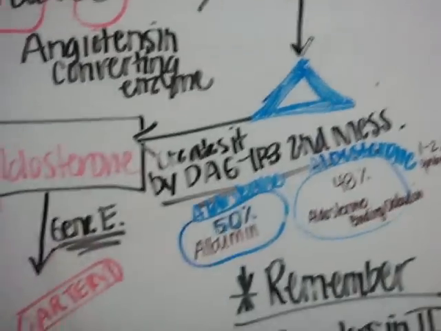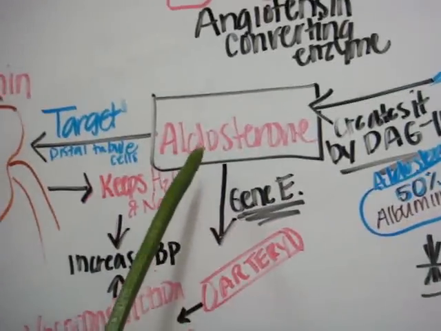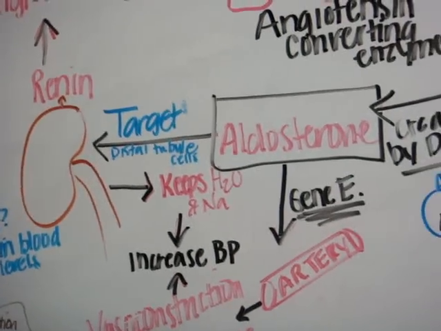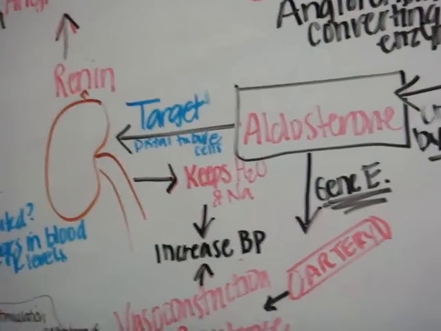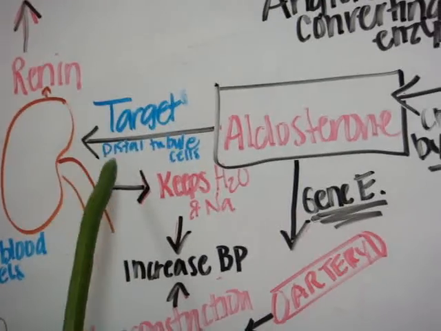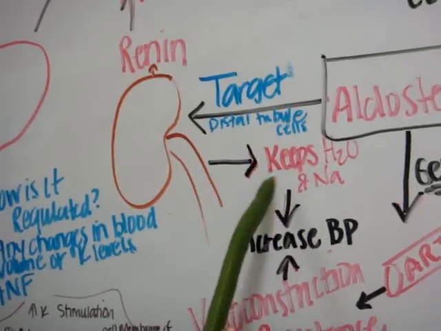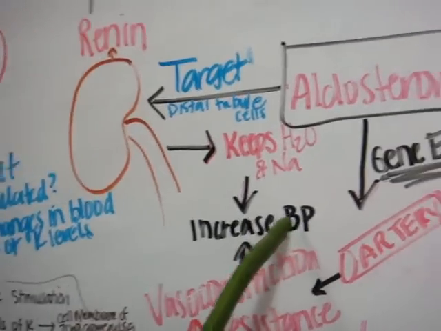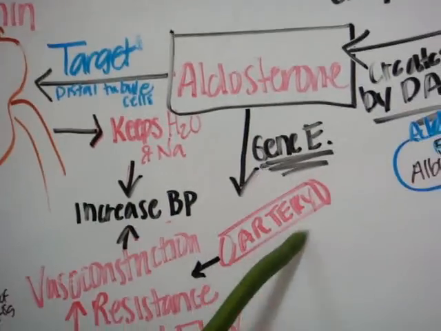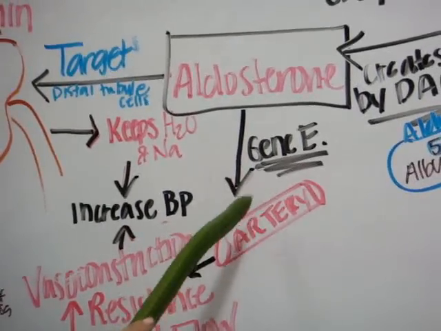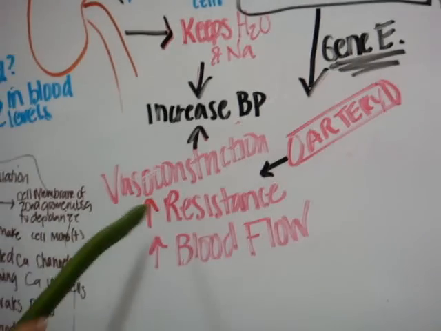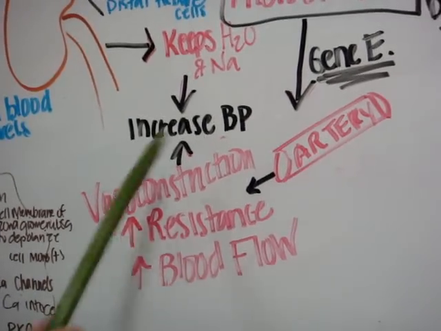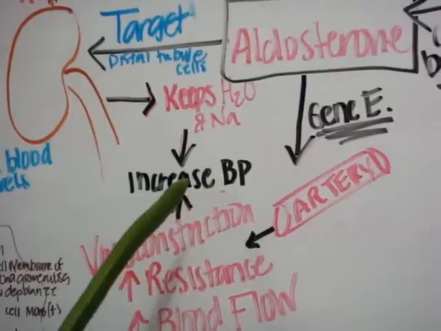Okay, so going back to aldosterone. It has its effects on the kidney at the distal tubule cells, and that's its target. It basically wants to keep in water and sodium, which will increase blood pressure. Aldosterone also affects the arteries by gene expression. It causes them to vasoconstrict, which increases resistance and also increases blood pressure.